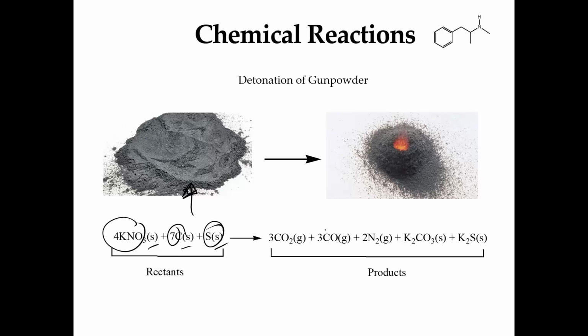As you light this on fire, most of the products here are gases. You have carbon dioxide, carbon monoxide, you have nitrogen. These are all gases, right? And so, as you saw earlier for the boiling water, when you go from a solid to gas, you're expanding, you're spreading the molecules apart. And it's that power of the gas generation that gives this gunpowder an explosive power, right?